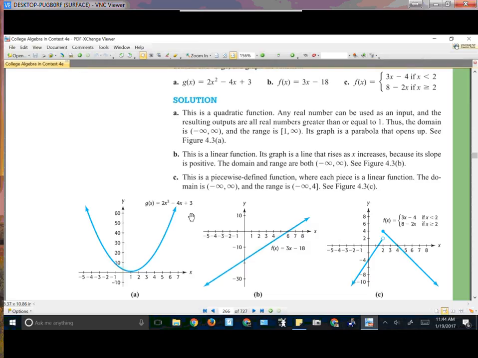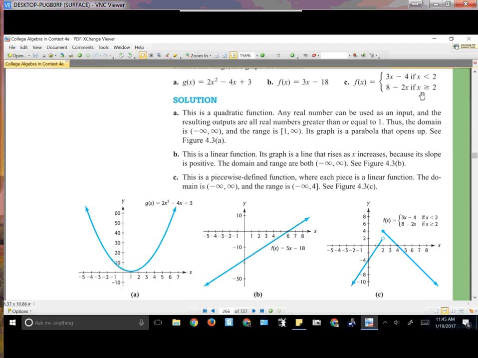Looks like a chart. What does B have to be? It's got to be a line, right? 3x minus 18 fits that y is equal to mx plus b. What about C? I look at C here, 3x minus 4, is that linear? Is 8 minus 2x linear? Yeah, it's not written the way we like to see it, but it's linear. This only works if x is less than 2. This only works if x is greater than or equal to 2. Ah, two different things. I have a piecewise function here. I got 2 bits of the graph that I have.